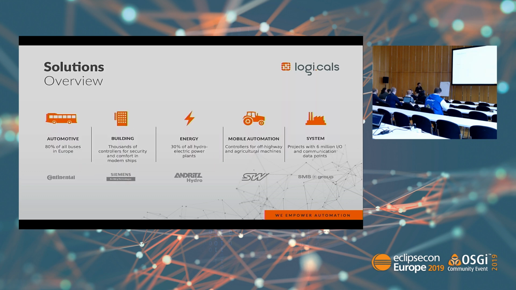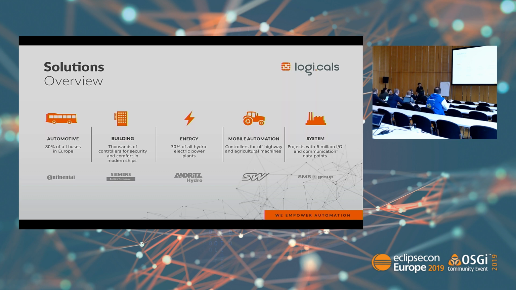Our programs are being used in different fields of automation, so automotive, where 80% of all buses in Europe use the runtime system from Logicals to at least do, I would say, comfort stuff such as opening and closing doors, and other functionality. We're also into building automation, so cruise ships, for example, into the energy sector, basically into hydropower, then into agricultural machines and systems.